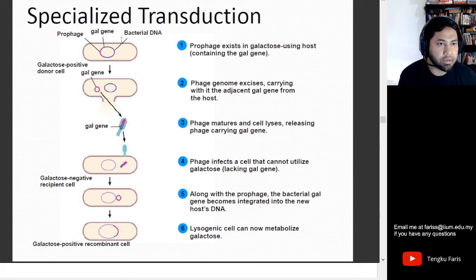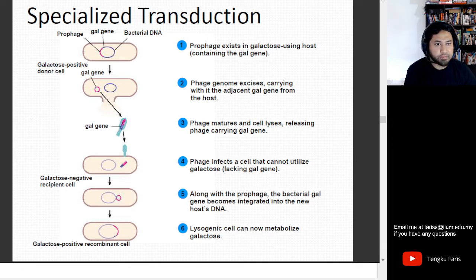So this is an example. You have the E. coli together with its bacterial chromosome or the bacterial DNA. You can see here the prophage is already integrating their DNA component. All right, so you have three things here. You have the galactosidase gene as a part of the bacterial DNA, and you can see the phage inserting their DNA inside it too.